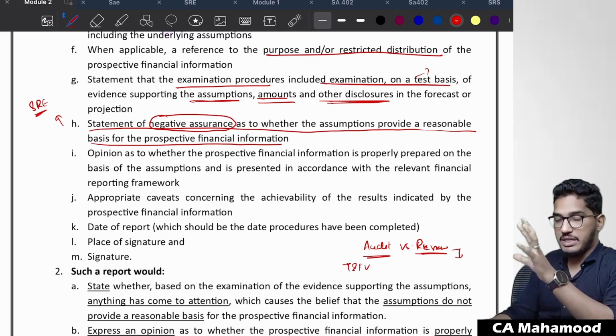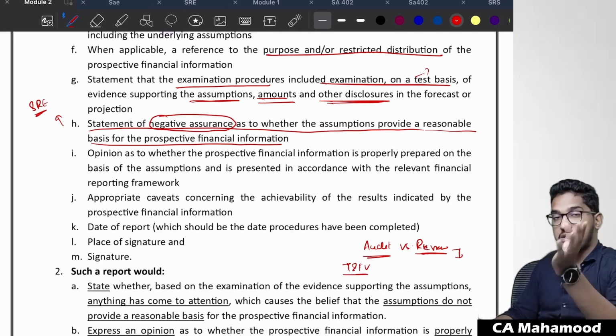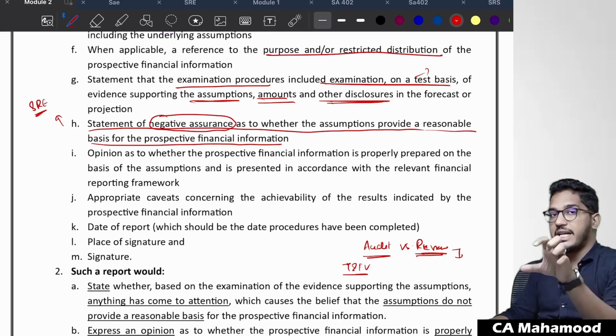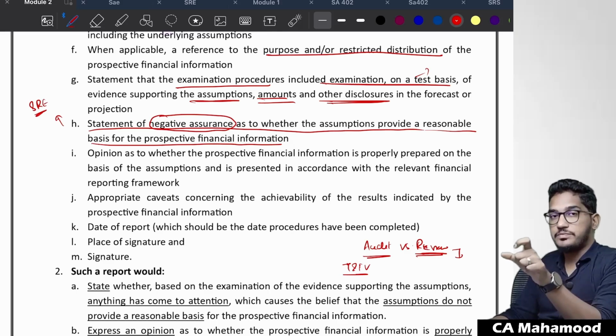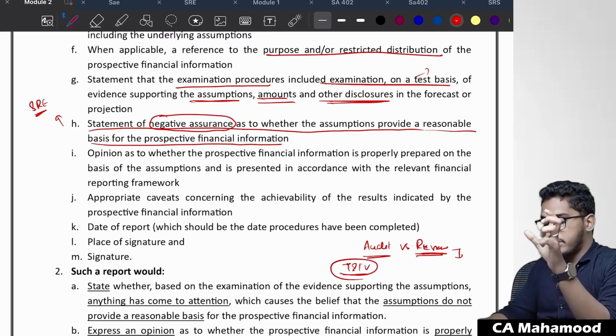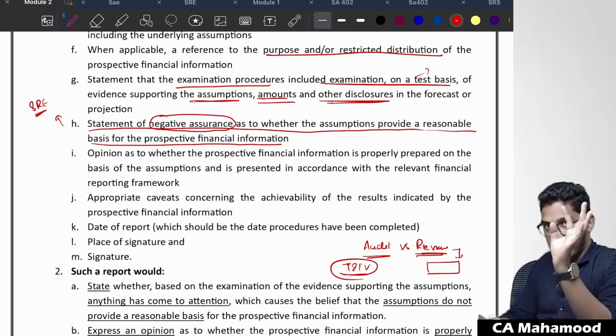Both are trying to say the same thing. In audit, we say financial statements give a true and fair view. Whereas in the review, we say the same thing in a negative way. We say nothing has come to our knowledge which makes us believe that financial statements are not giving a true and fair view. Both are trying to convey the same thing. But in audit, we give positive wording. In review, we give negative wording.